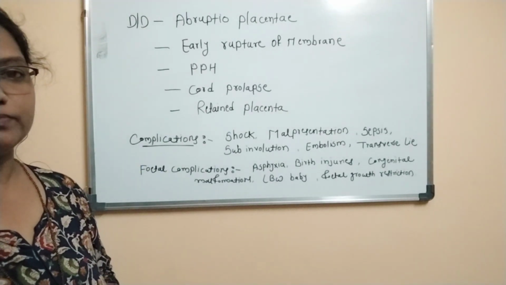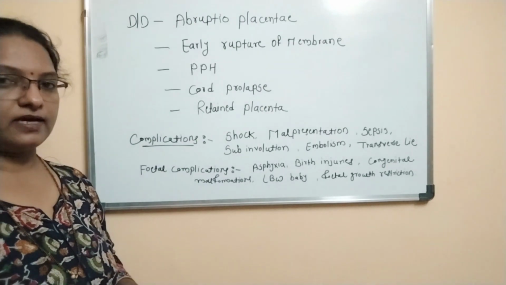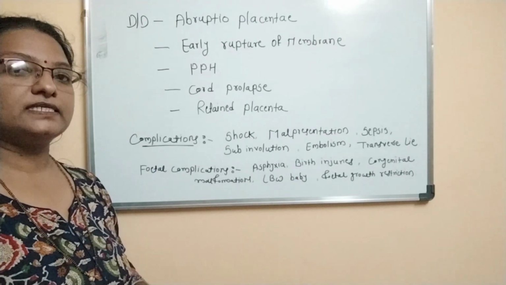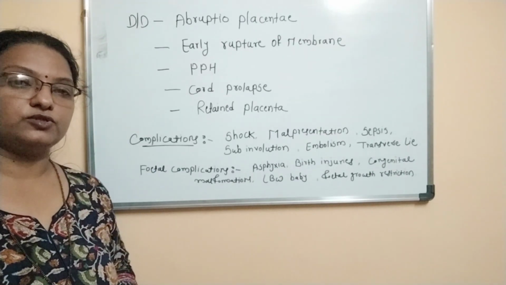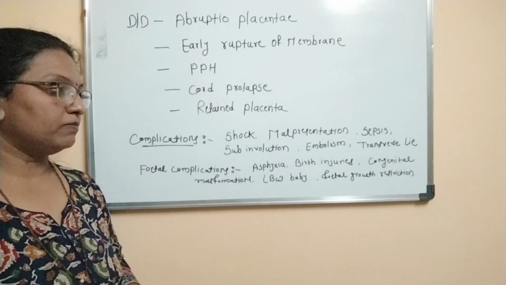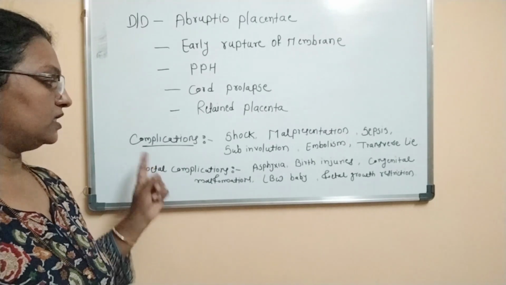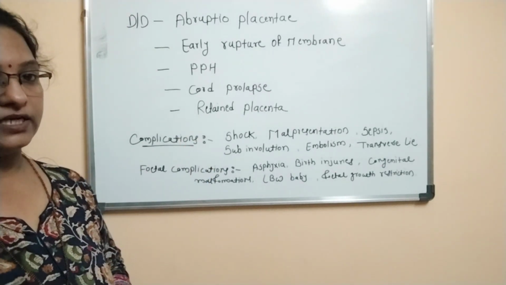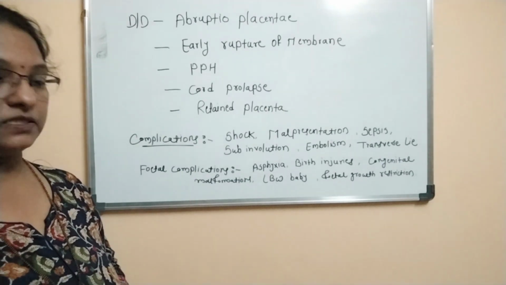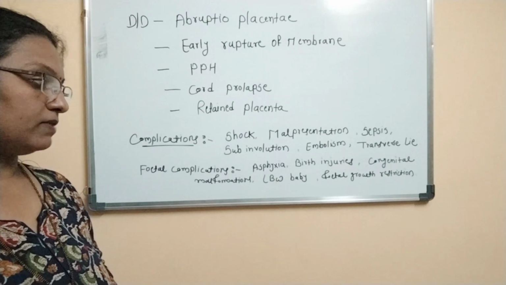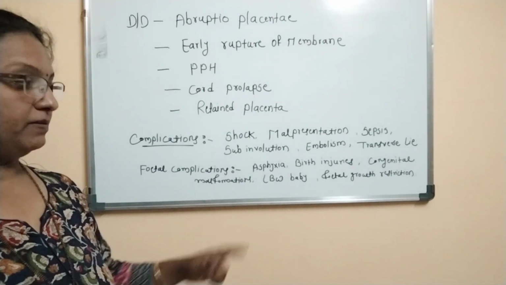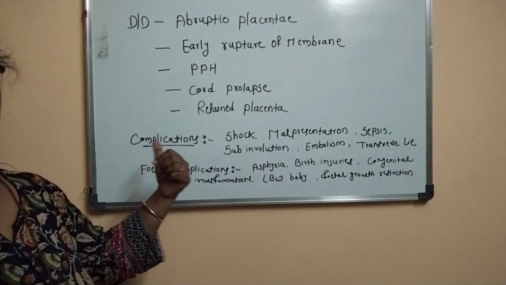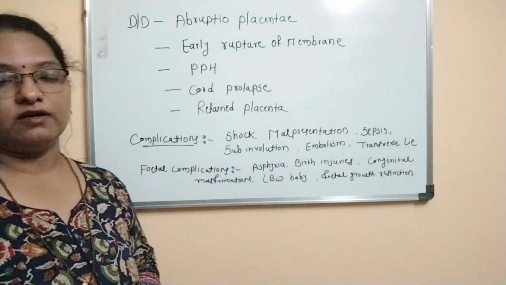Now what are the complications of this condition? The complications are as follows. First, there are chances of shock, malpresentation, sepsis, subinvolution of the uterus and other pelvic organs, embolism and transverse lie. So these are the complications of placenta previa. Then what are the fetal complications? Fetal complications are asphyxia, birth injuries, congenital malformations, low birth weight baby and fetal growth restriction. So these are the differential diagnosis and the complications related to the mother and the fetus.